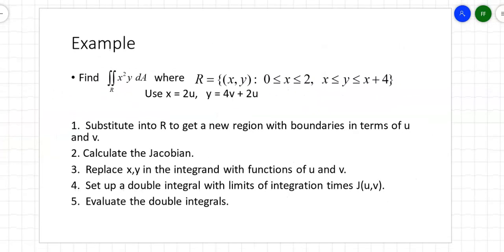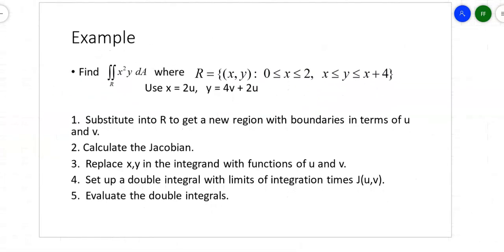So how does this work? Let's take a look at this problem. I put all the directions over here, so in case you're working on trying to do a homework problem or something like that, you can follow along the steps. So this region over here is bounded on the x's from 0 to 2, on the y's from y equals x to y equals x plus 4, and I'm integrating x squared y, and I'm told what variable substitutions to use. Let's let x equal 2u, and let's let y equal 4v plus 2u. So the first thing it says, substitute into R to get a new region with boundaries in terms of u and v. Because right now, the boundaries are in terms of x and y. I would like boundaries in terms of u and v.